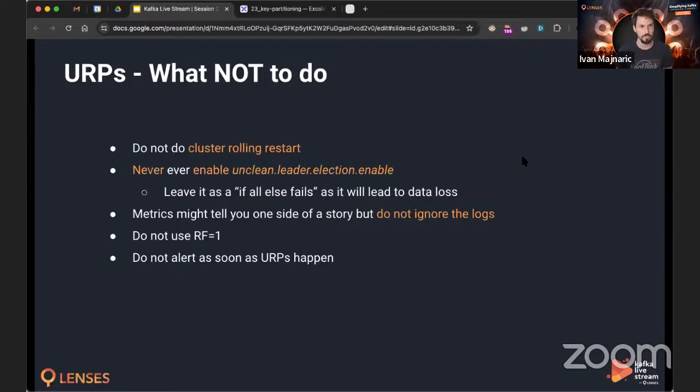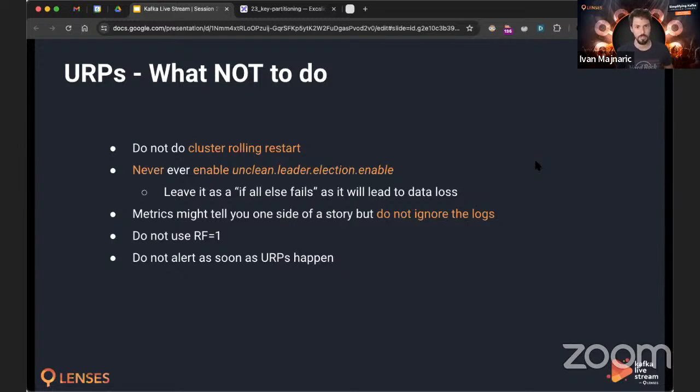Don't use a replication factor of 1. You're not going to achieve anything. And do not alert as soon as URPs happen. It's a bad thing. You're just going to have alert fatigue, and you're never going to check these alerts again. You're just going to say, it's again, it's going to fix itself. Don't do that.